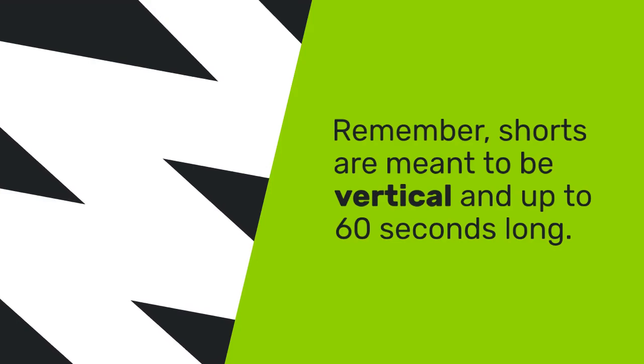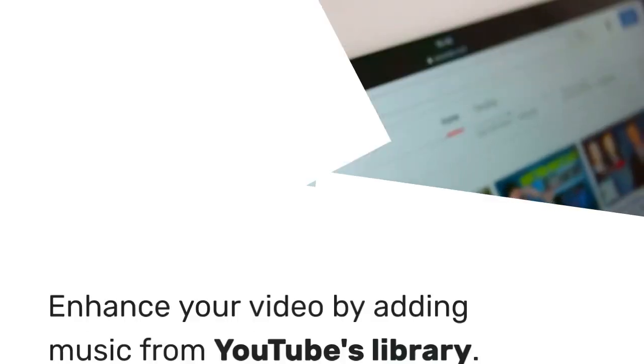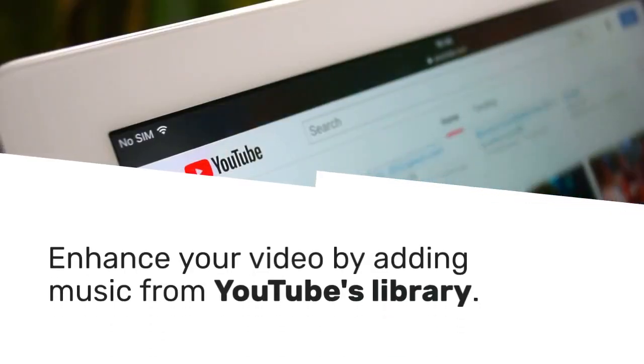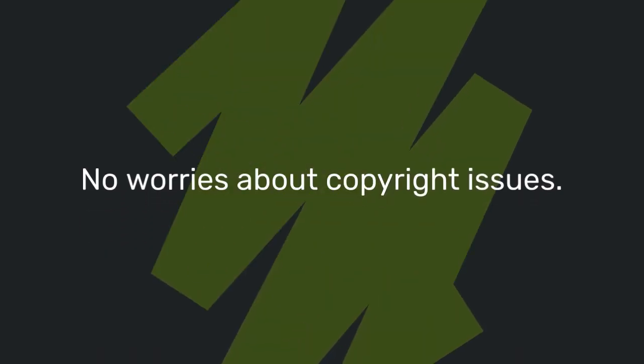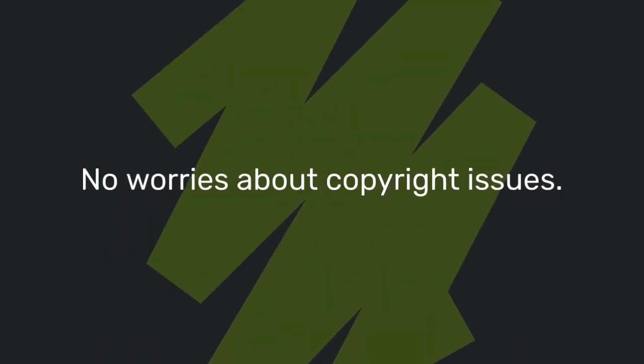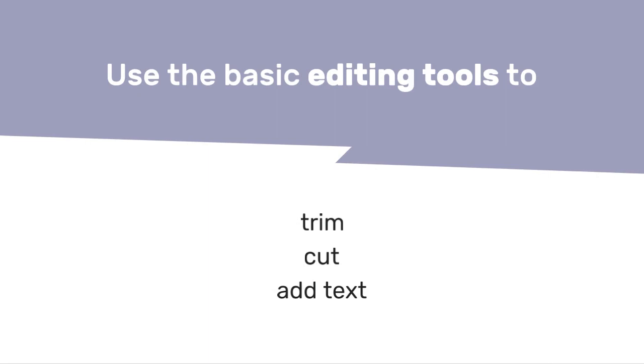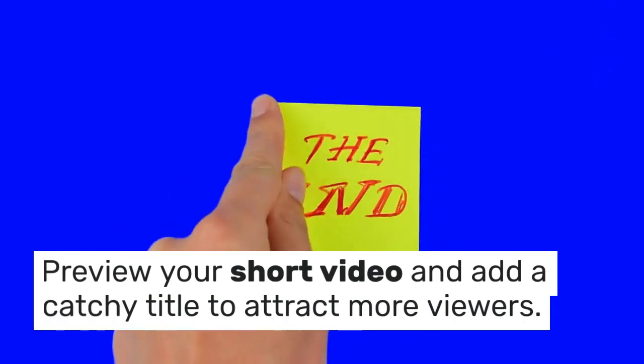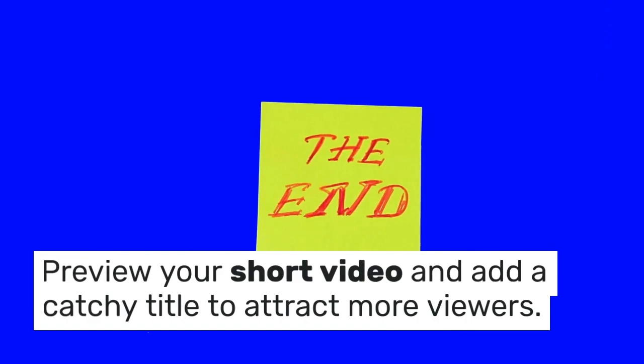Remember, shorts are meant to be vertical and up to 60 seconds long. Enhance your video by adding music from YouTube's library. No worries about copyright issues. Use the basic editing tools to trim, cut, and add text to your short video.